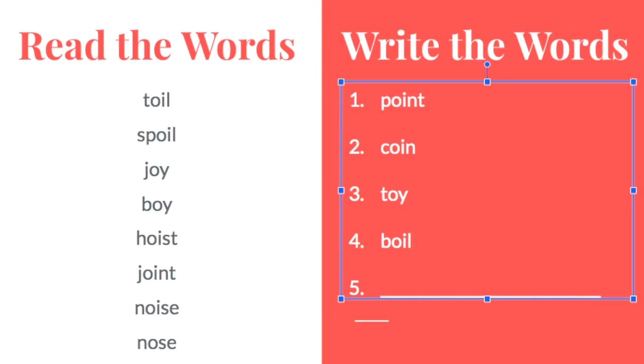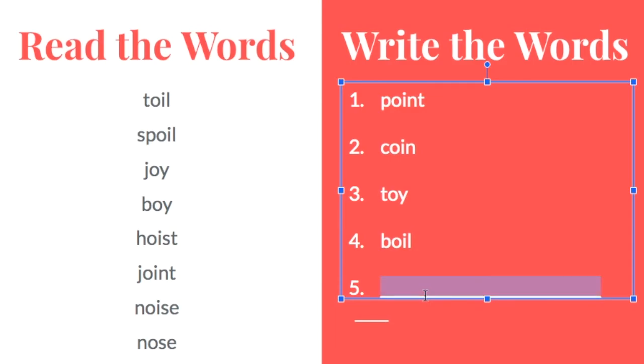Let's do one more. The word I want you to write is boy. Stretch the sounds, listen to see if it says oi, and then figure out if that oi sound is in the beginning, middle, or end. Boy. Boy does indeed say oi. The oi is at the end of the word, so we're going to use the oy pattern.